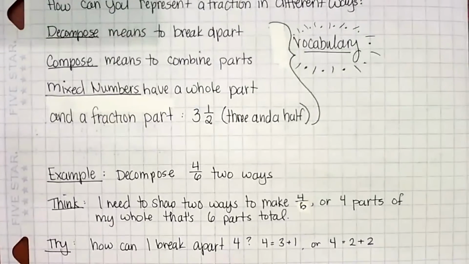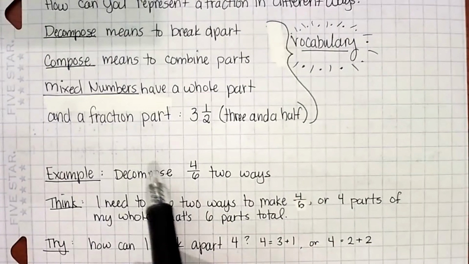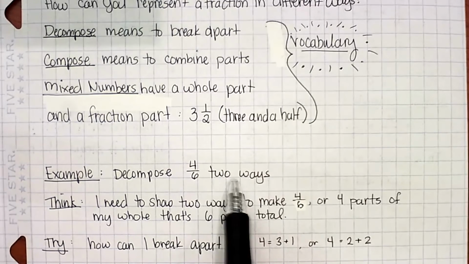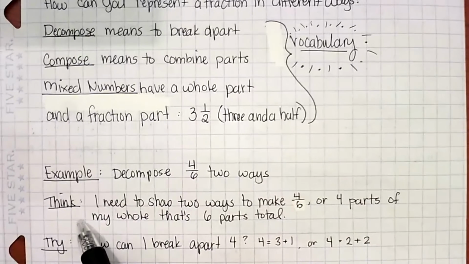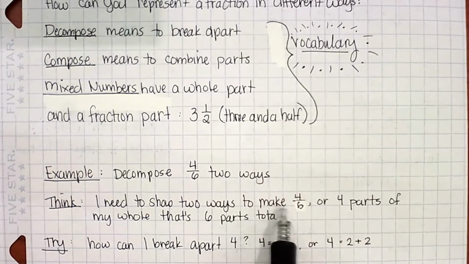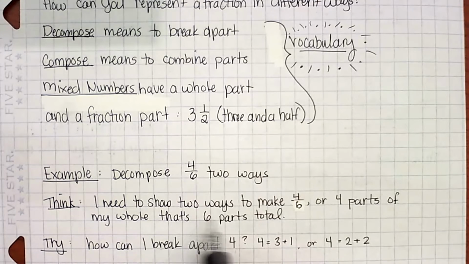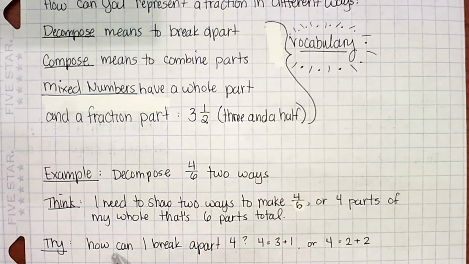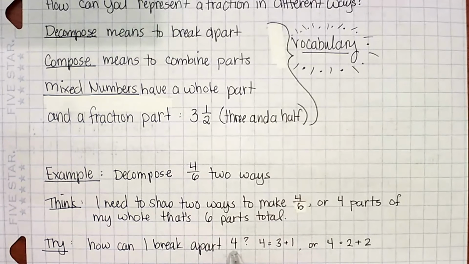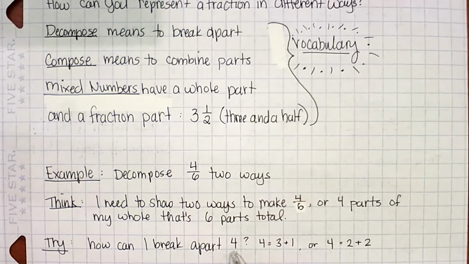Let's take a look at an example. We want to decompose 4/6 in 2 different ways. So we need to stop and think. I need to show 2 ways to make 4/6 or 4 parts of my whole. That's 6 total parts. So I'm going to try it out. How can I break apart 4? Here we're just looking at your basic math facts. Go back to your addition. How do you make 4? You can make 4 by doing 3 plus 1, or you can make 4 by doing 2 plus 2.